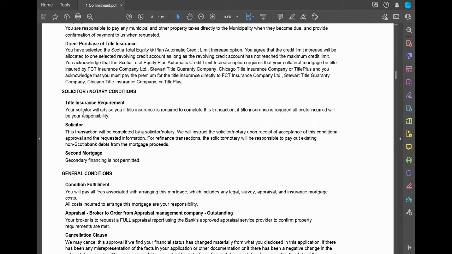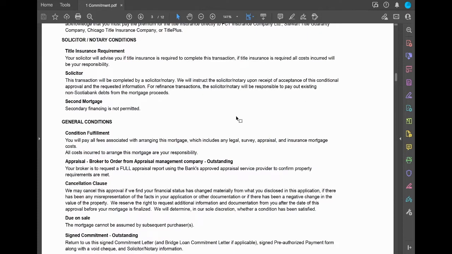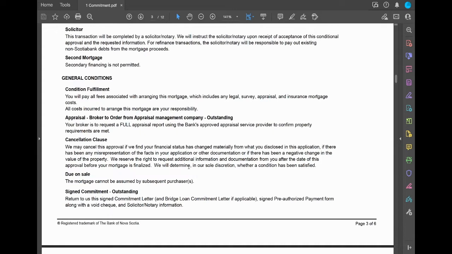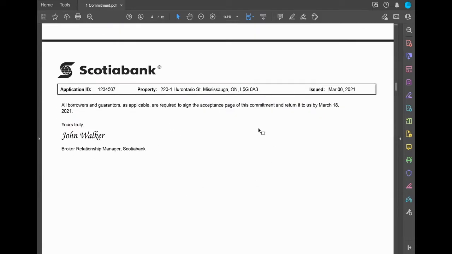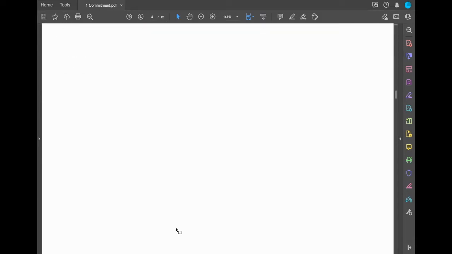The solicitor conditions are listed here. This is what your lawyer will be responsible for fulfilling, as well as a title insurance condition. Here are general conditions of the mortgage as well. In this case, we have condition fulfillment, as I mentioned, no later than 10 business days before, and information on an appraisal. Here's our BRM, which is our underwriter.